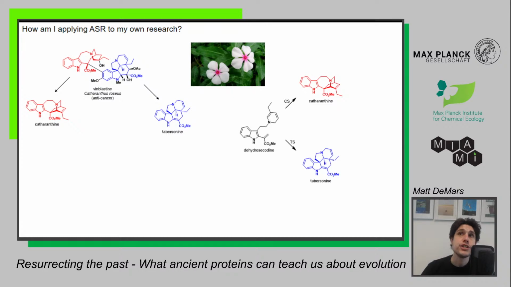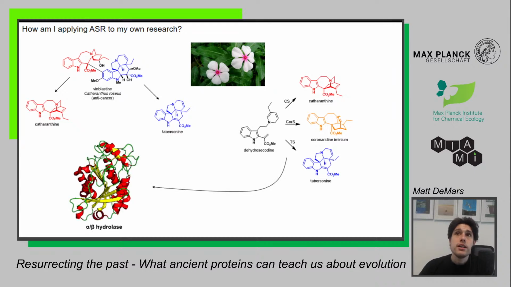There's actually a third cyclase that we've found as well that is responsible for performing this other cyclization, which forms a product that's related in structure to catharanthine, but it has the opposite enantiomer configuration. So the configuration of bonds is somewhat different.